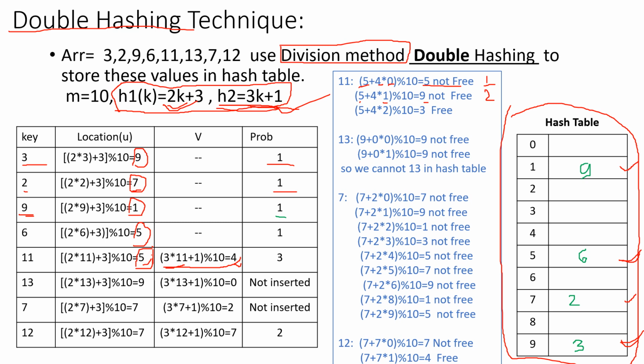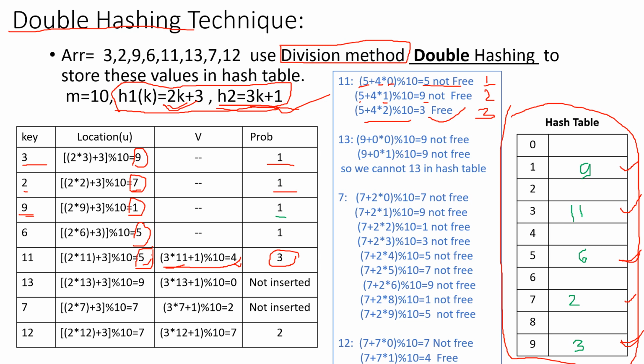Now i is incremented by 1. Now i became 2, and if you calculate the new index, you will get 3. Check whether the third index is free. Yes, the third index is free. So 11 is going to be stored at the third index, and this probe is called the third probe. So while inserting the element 11, you got 3 probes. The number of probes for 11 is 3.